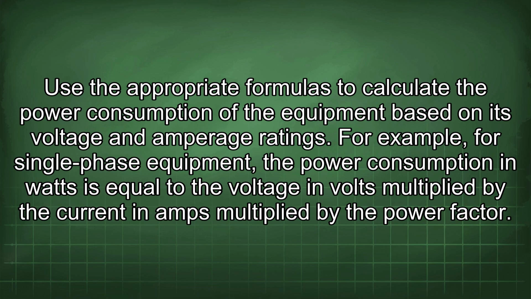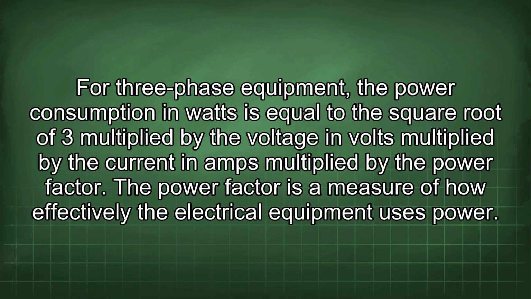For example, for single-phase equipment, the power consumption in watts is equal to the voltage in volts multiplied by the current in amps multiplied by the power factor. For three-phase equipment, the power consumption in watts is equal to the square root of 3 multiplied by the voltage in volts multiplied by the current in amps multiplied by the power factor.